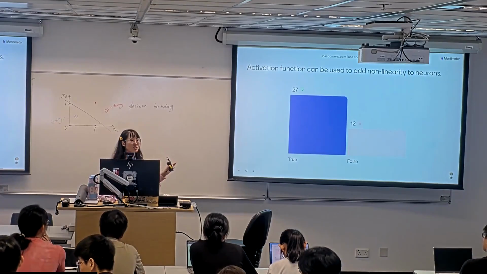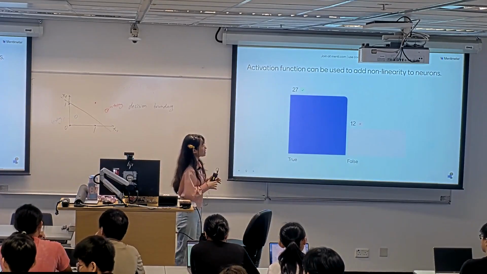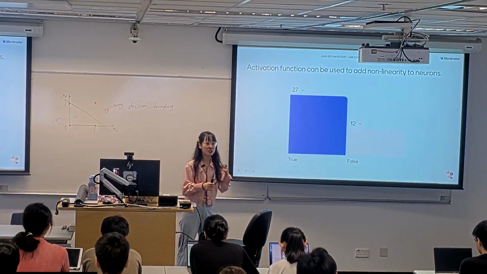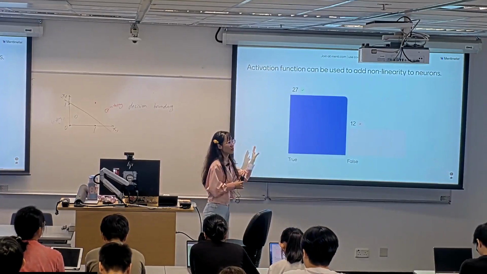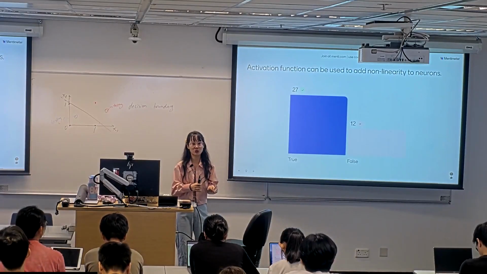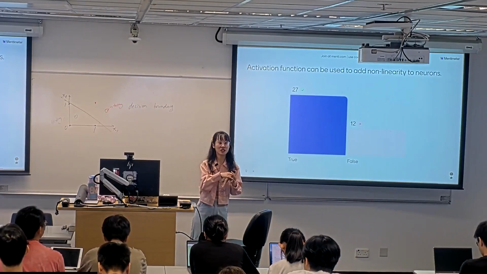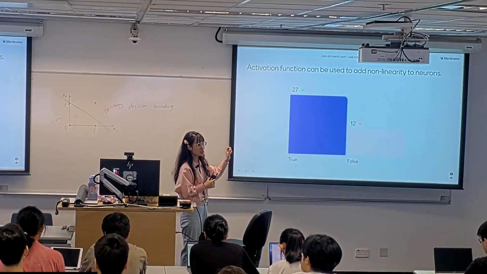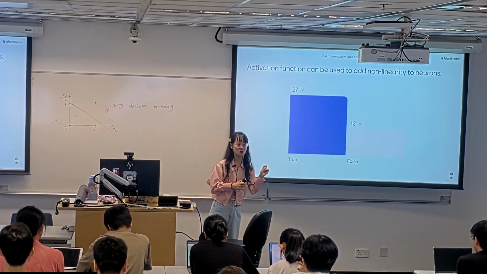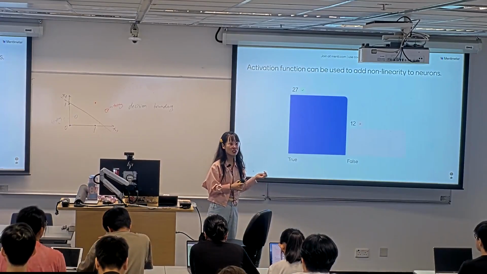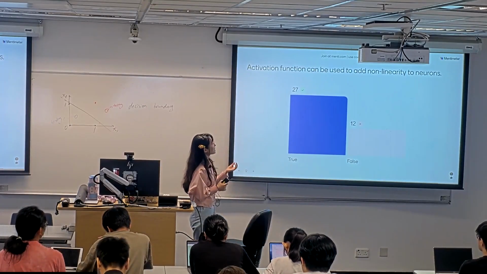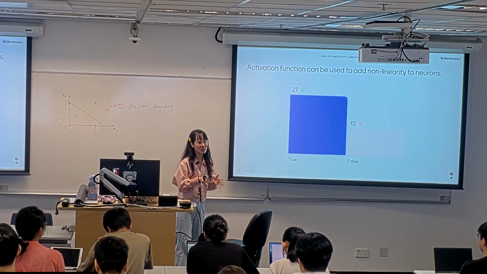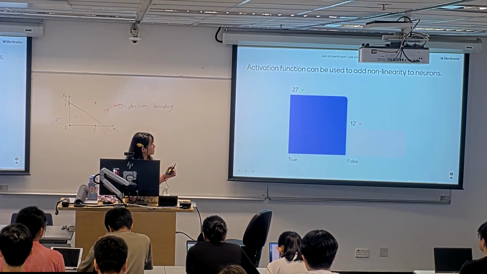Okay, this is true. Yes, an activation function can be used to add nonlinearity to neurons, right? Previously, the binary step activation function could not, but other activation functions actually can. Like the sigmoid activation function we have learned, it's a nonlinear function. If you still remember, it had this S shape. If we have a nonlinear activation function, it can be used to add nonlinearity to neurons. And this is the motivation for why we should add activation functions in a multi-layer perceptron to deal with non-linearly separable data. So this statement is true.